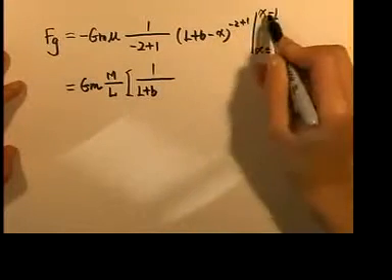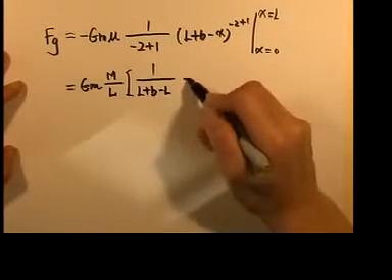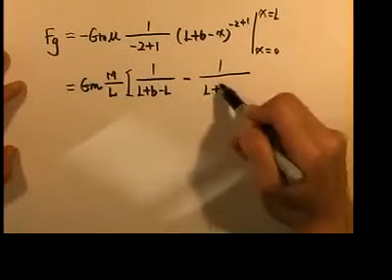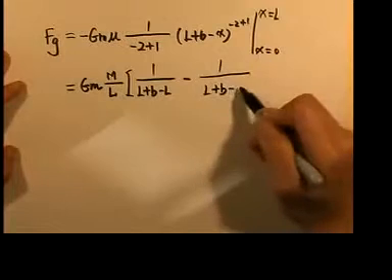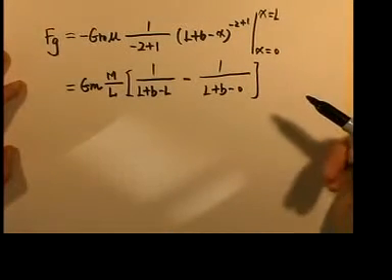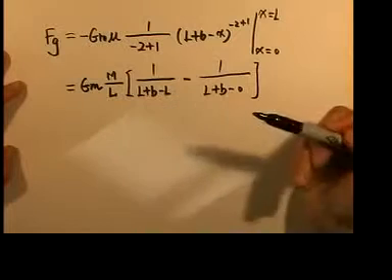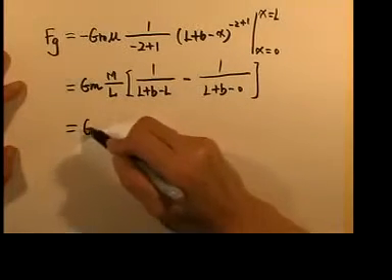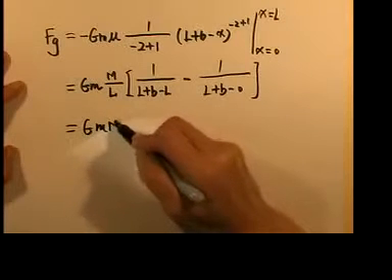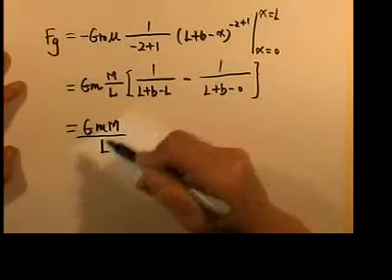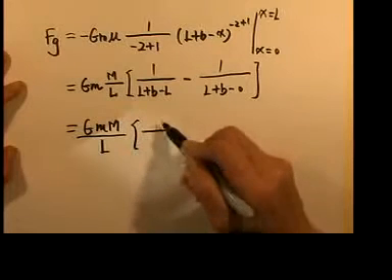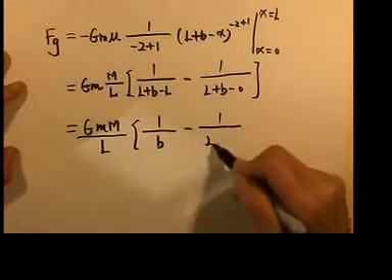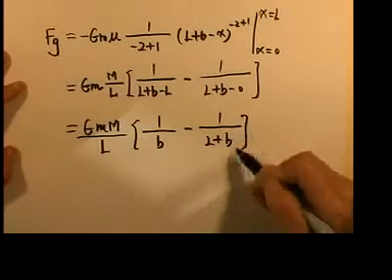If we plug in x equal to L, that's minus 1 over b. Minus 1 over L plus b when x equals 0. So the negative signs cancel, and the result that we have is G M m over L times the quantity 1 over b minus 1 over L plus b.